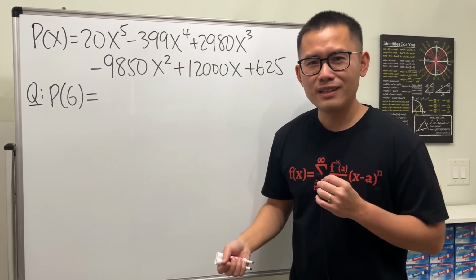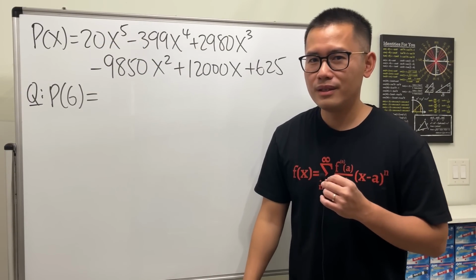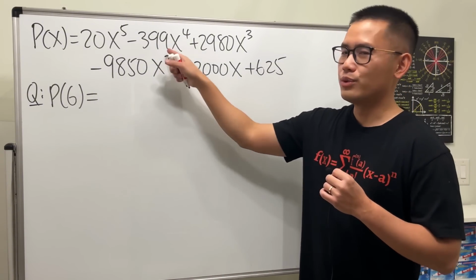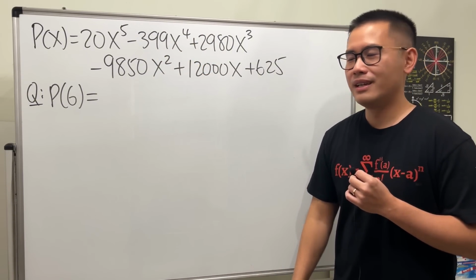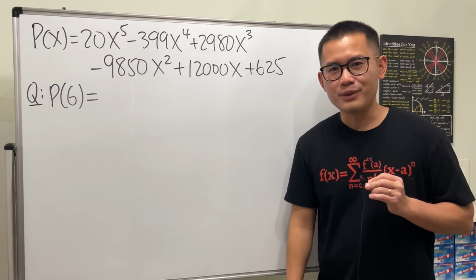6 to the 5th power is what? Okay, multiply by 20. Okay, maybe do the next one. 6 to the 4th power is what? Multiply by negative 399 is what? And then do the rest. I don't think so, right?